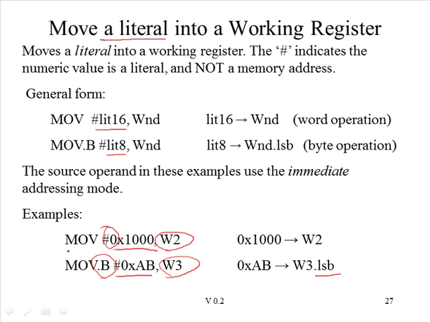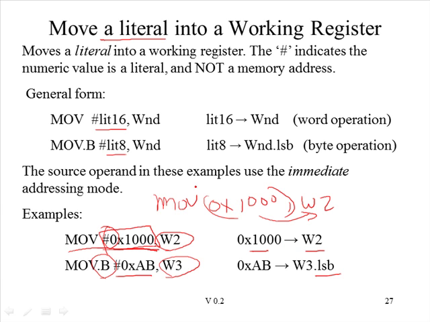Notice that this instruction right here is very different from the instruction that says move 1000 to W2. This would say take the contents of this memory location and move it into W2, while this instruction right here says take the immediate value or the constant value 1000 and place that into W2. This particular addressing mode right here is called the immediate addressing mode.